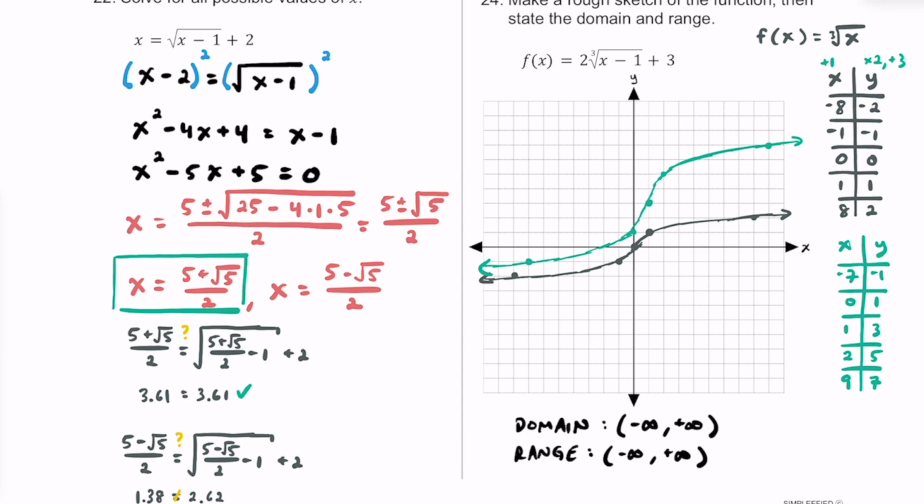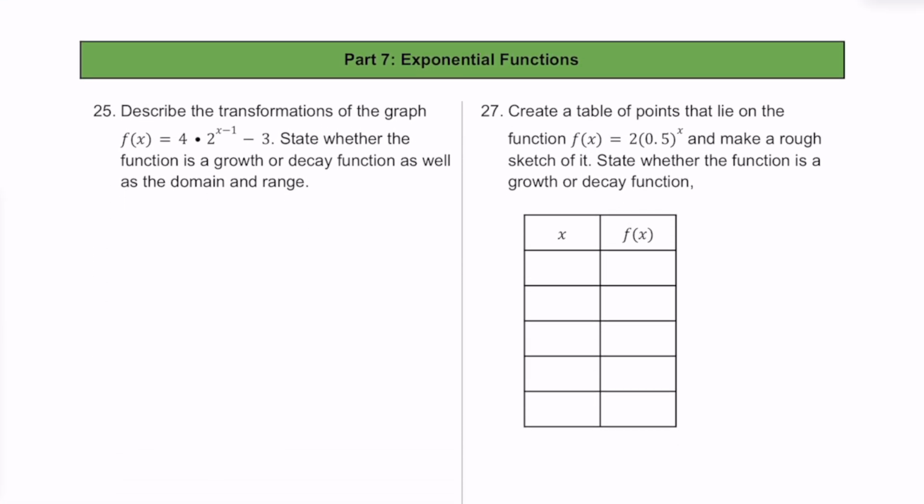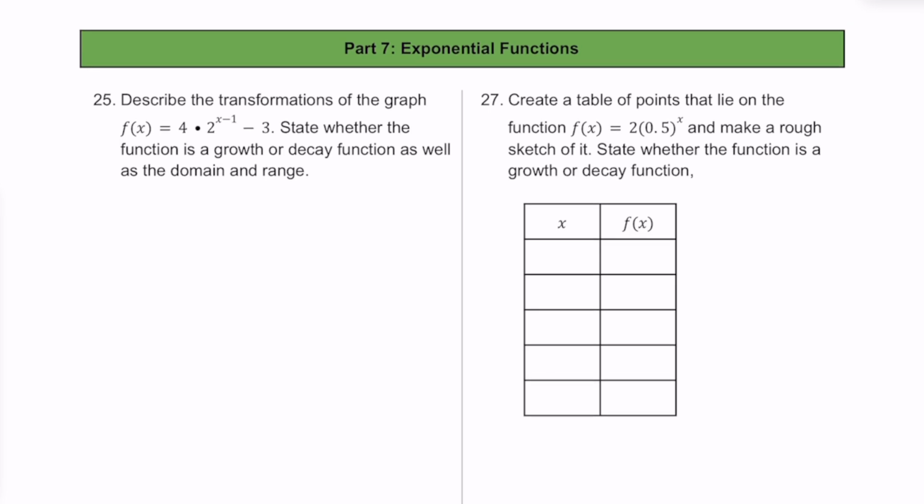Keep in mind that numbers 21, 22, 23 were all dealing with square root functions, and 24 is dealing with a cube root function. If you want to go ahead and look at what square root functions look like, just go ahead and maybe graph them on Desmos or check out another video on that topic. In section 7 or part 7, let's take a look at some exponential functions together.